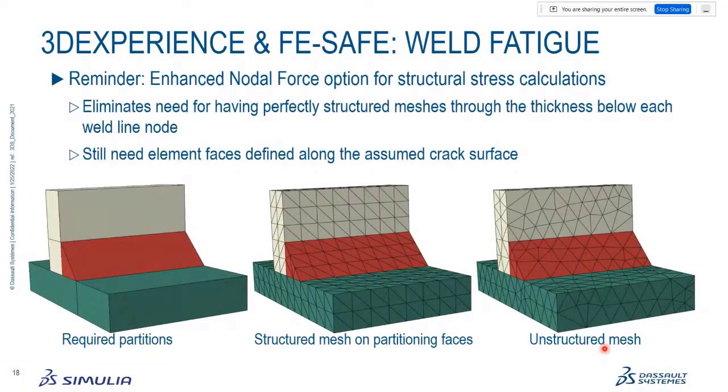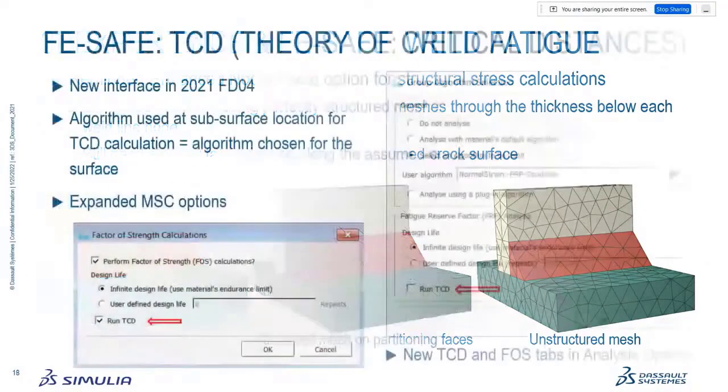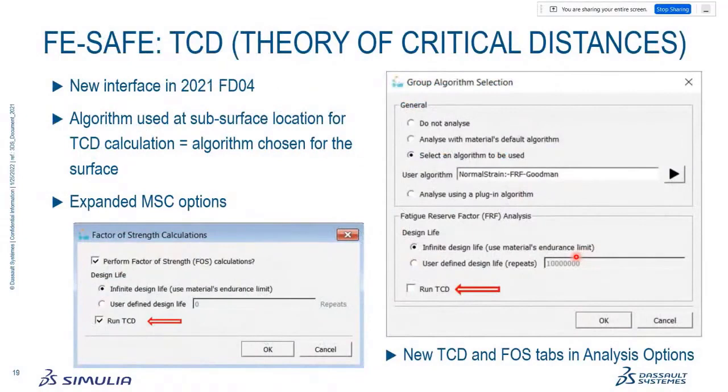The main thing is you need the enhanced nodal force. You can use relatively unstructured meshes. That's a big advantage, especially when you want to model with TET meshes.